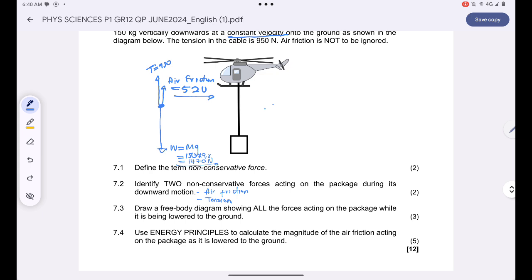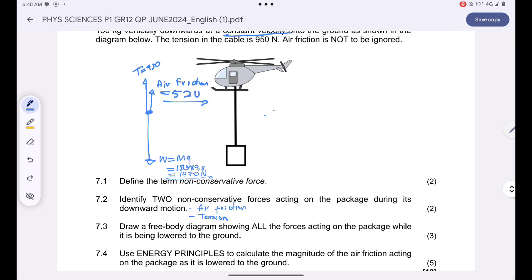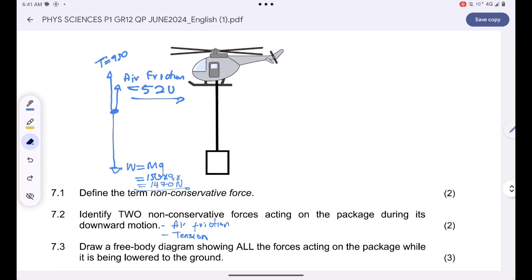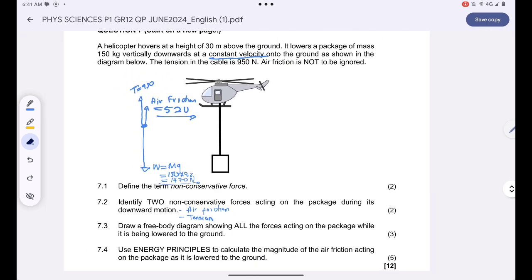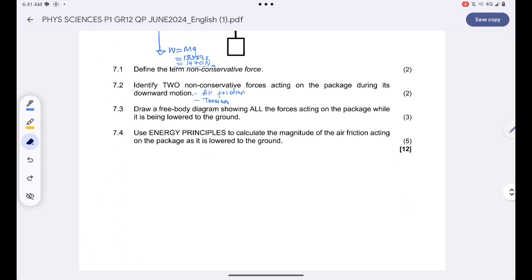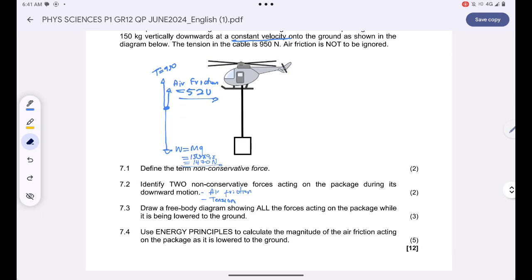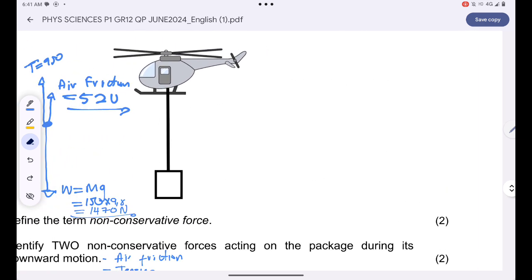Now they want us to use the energy principle to calculate the magnitude of air friction acting on the package as it is lowered to the ground. I did not use energy principles to find this, right? So now let us use energy principles. You can use your work energy theorem, but I always prefer using work done by non-conservative forces, especially if I do have non-conservative forces. But if I was forced to use the work energy theorem, I was still going to do that.